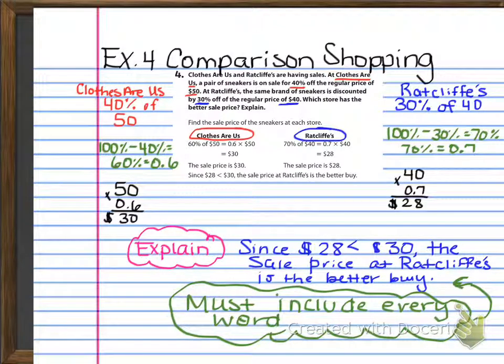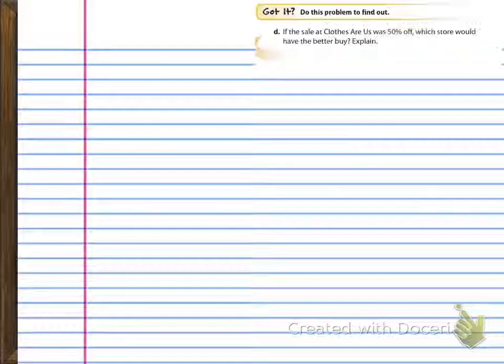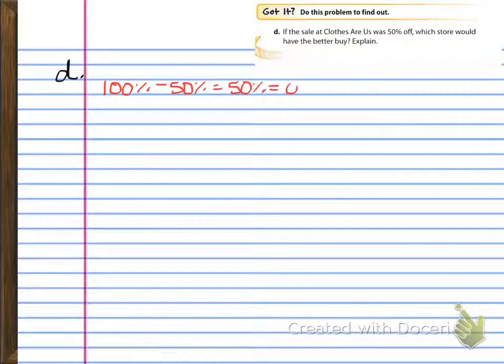So on a test, when you go look to see how your point value was assessed, I'm going to give you points for each thing. The 28 is less than 30, and then you want to say which store has the better buy. All right, so for D, you want to go ahead and do the D now. You want to do the got it on your own. If the sale at Clothes R Us was 50% off, which store would have the better buy? Explain.